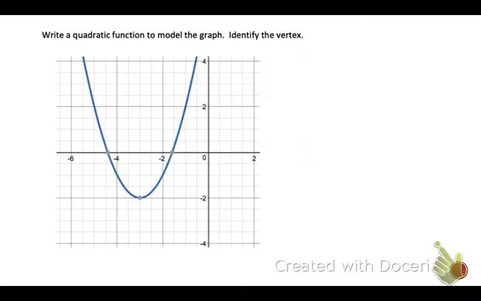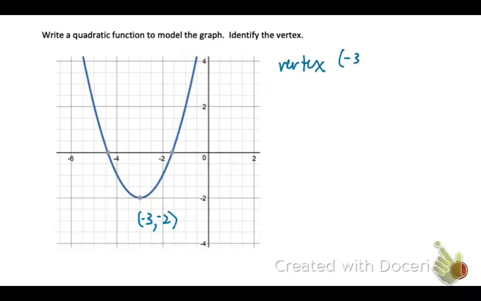So now let's work backwards. Let's look at the graph and then write the equation that models it. So I'm going to start first by identifying the vertex. Now notice the scale is by 1/2. So the vertex is at the point (-3, -2).